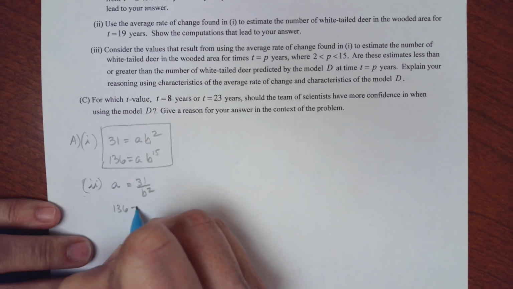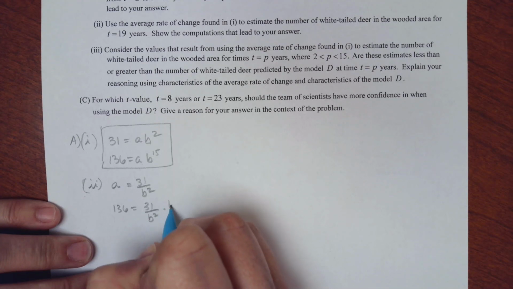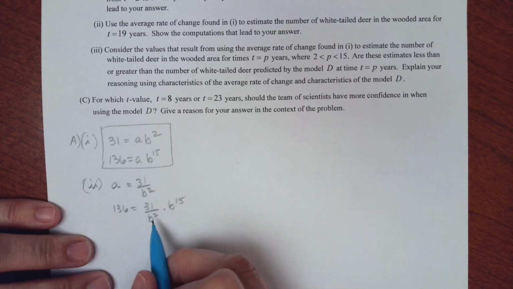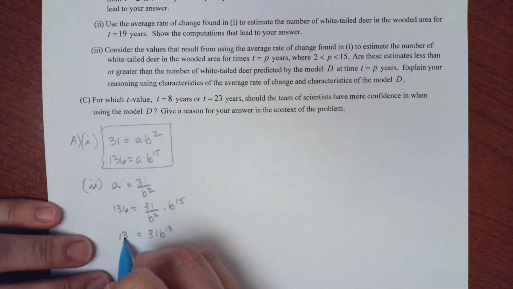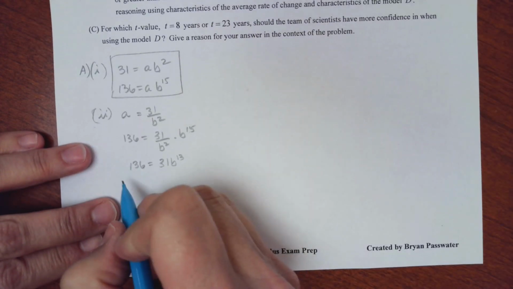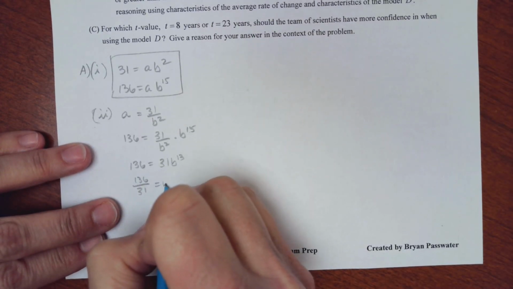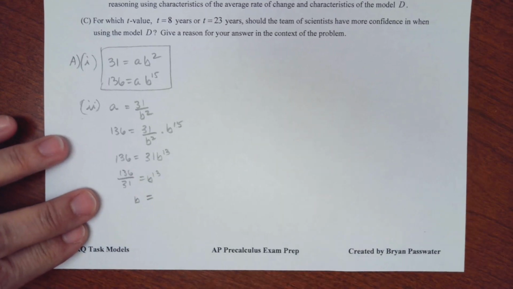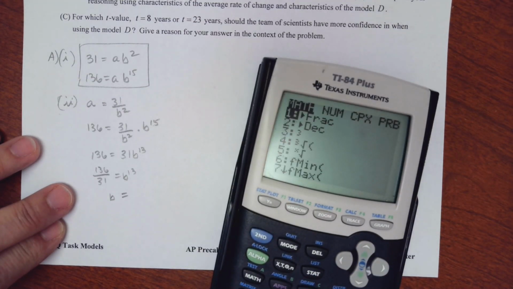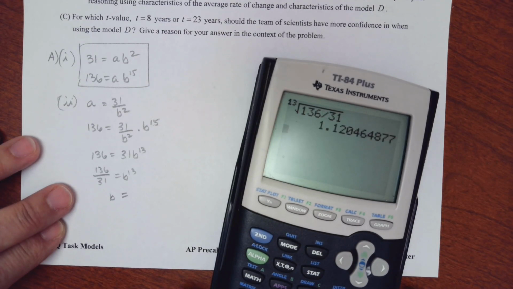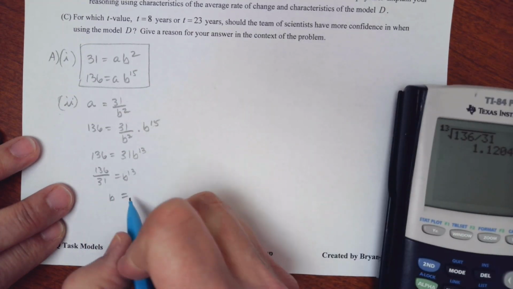So I'd get 136 equals 31 over b squared times b to the 15th. I'm just plugging that in. This makes b to the 13th, so 31 b to the 13th equals 136. I have to solve for b, so I divide by 31: 136 over 31 equals b to the 13th. Now I have to take the 13th root. The easiest way is to type in a 13, press the math button, and go down to this special root, which gives the 13 up there. So the 13th root of 136 divided by 31 is 1.12 rounded to 3 decimal places.